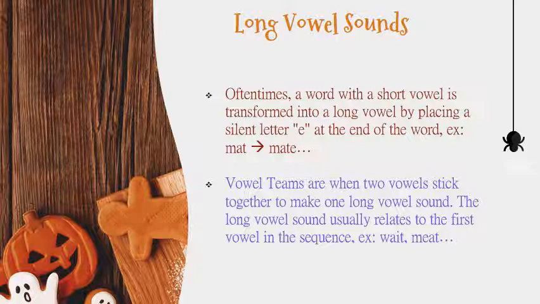Vowel teams are when two vowels stick together to make one long vowel sound. The long vowel sound usually relates to the first vowel in the sequence. Example, wait. In wait, I have the vowel team AI, but here the I is silent and the A takes the long sound. Meet.